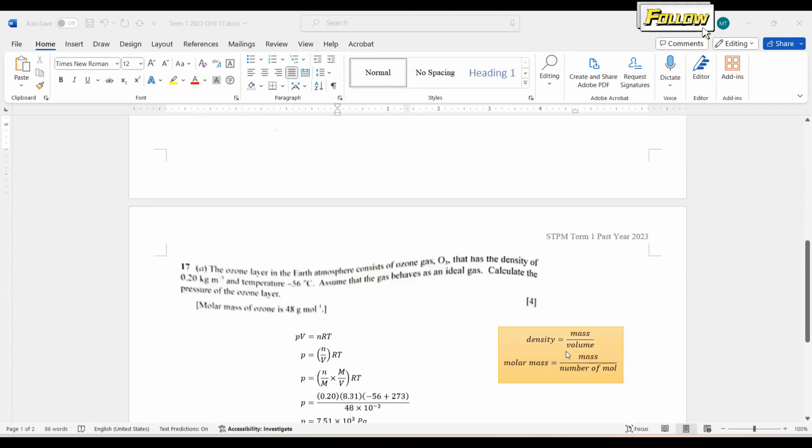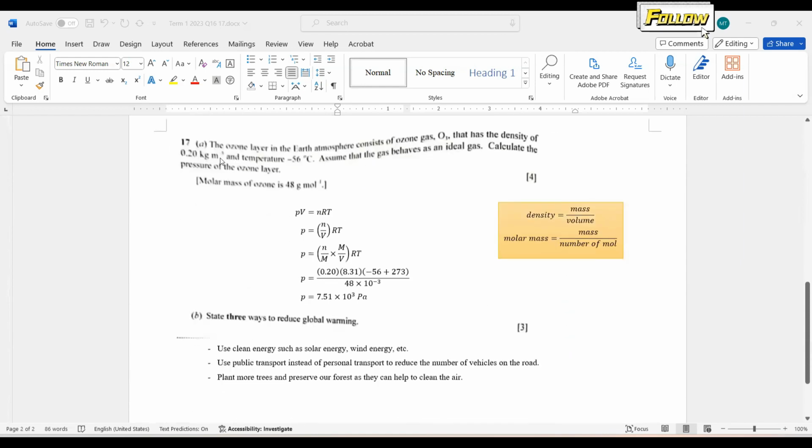So we move on to question 17. The ozone layer in the Earth's atmosphere consists of ozone gas that has a density of 0.2 kg per meter cubed and temperature negative 56 degrees Celsius. Assume that the gas behaves as an ideal gas, calculate the pressure of the ozone layer.